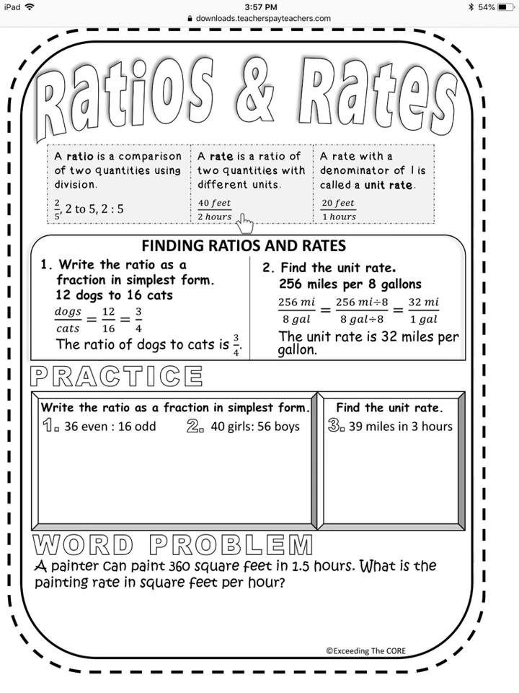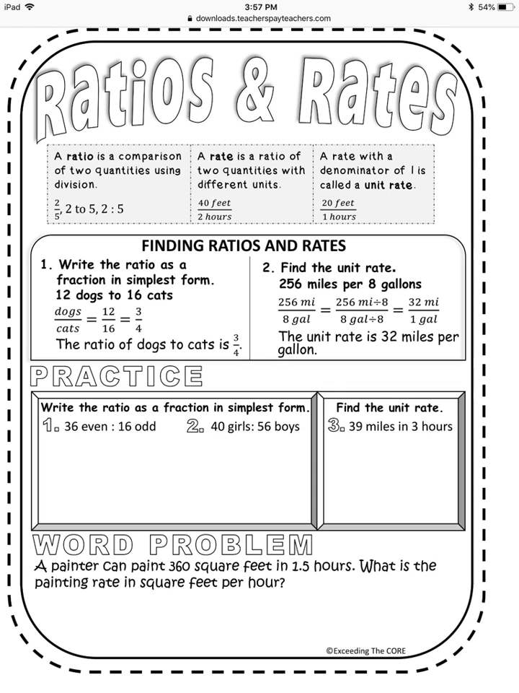So what they did here is, if you could travel 40 feet in 2 hours, the unit rate would be 20 feet in 1 hour. They divided the numerator and the denominator to get 20 feet per hour.